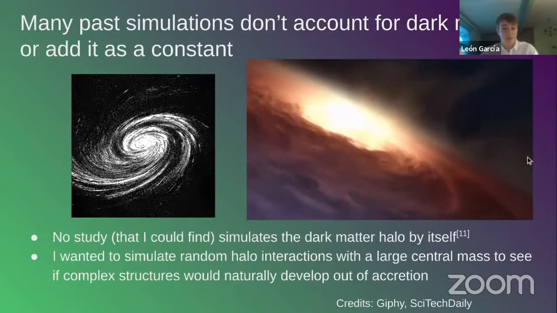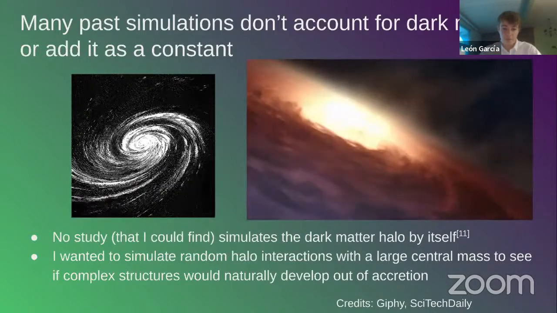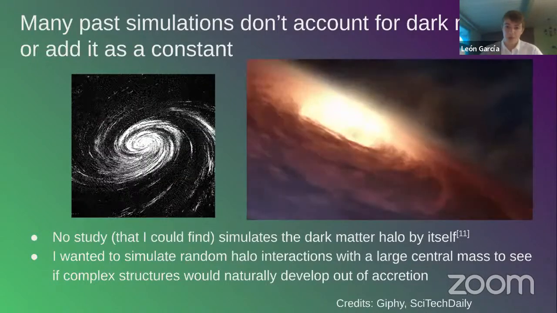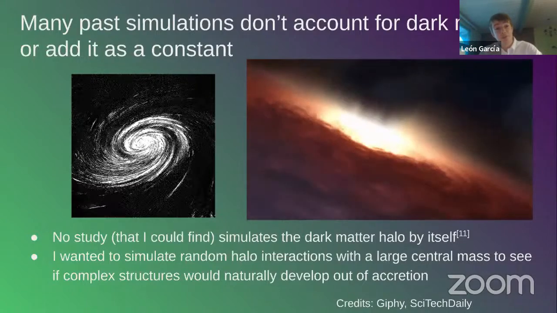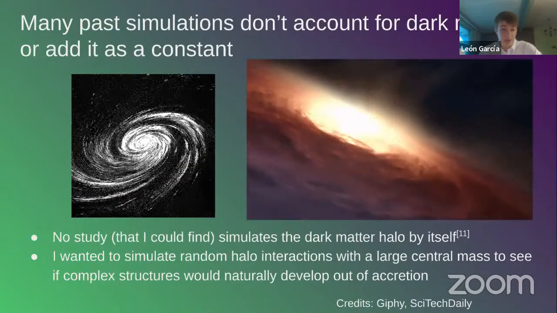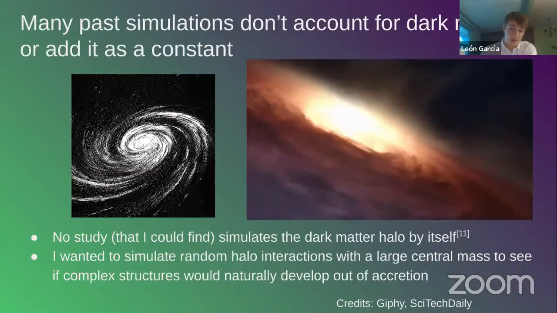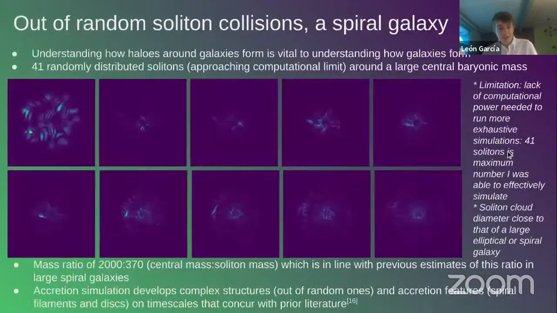So what I wanted to know is if dark matter, independently of any of my influence, would create these structures on its own if I just had random halos around a central mass. And that would tell us a lot about whether dark matter itself was able to form these structures independent of any baryonic mass, which would provide more evidence in favor of this theory of dark matter, which currently hasn't been proved or disproved. And so that's what I did. I arranged 41 of these solitons around the central mass and basically just let them do their thing.